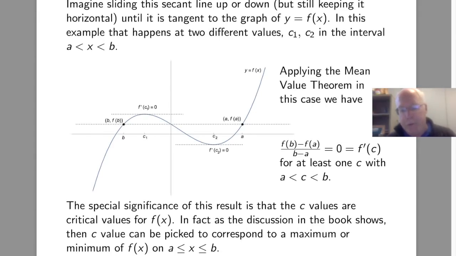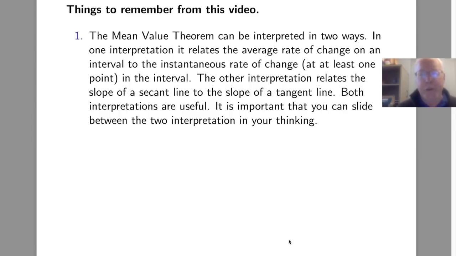The significance of this is that the c values, of course, are critical values for f. Remember, in section 4.1, we defined critical values. Among other things, they are points where the derivative is equal to 0. And critical points are important because they often correspond to a minimum or maximum of a function. Okay, so about 3 things to remember in this video.